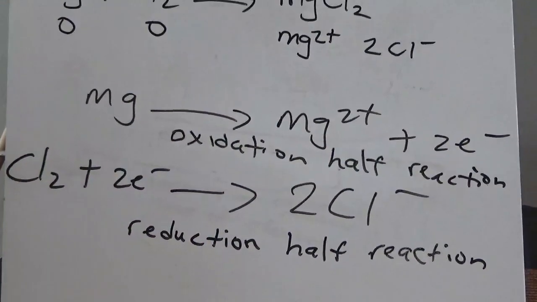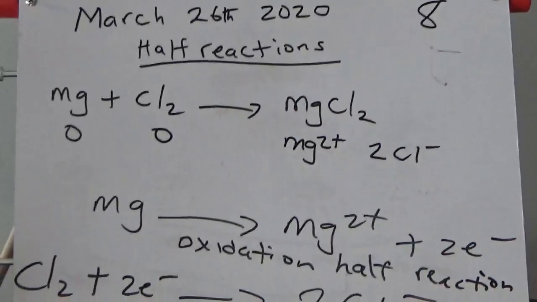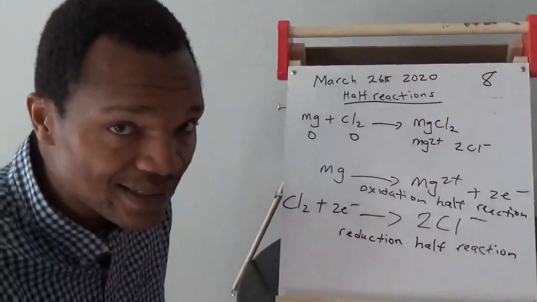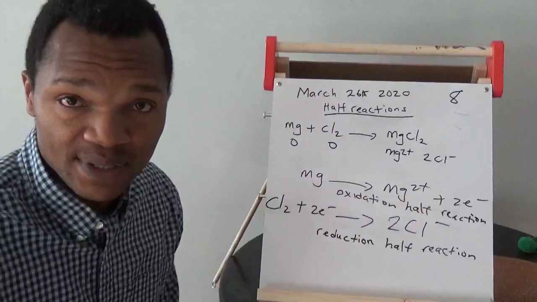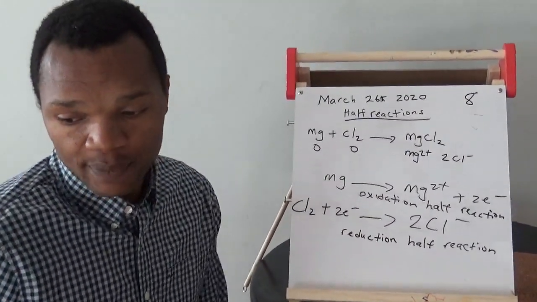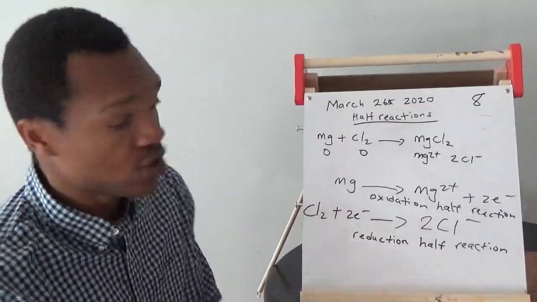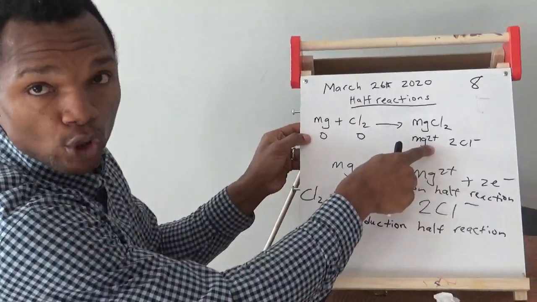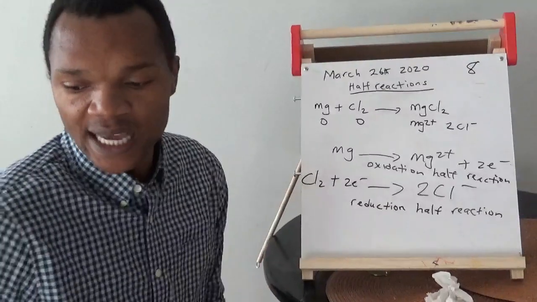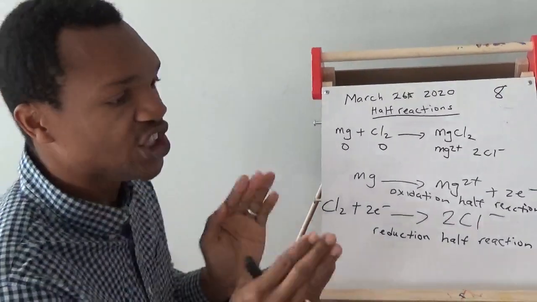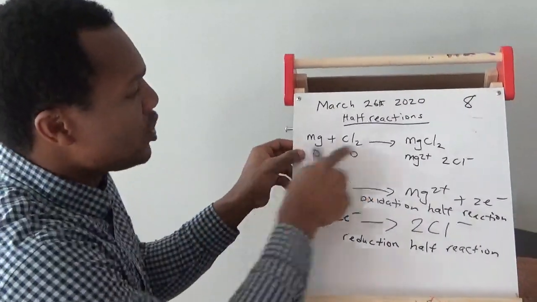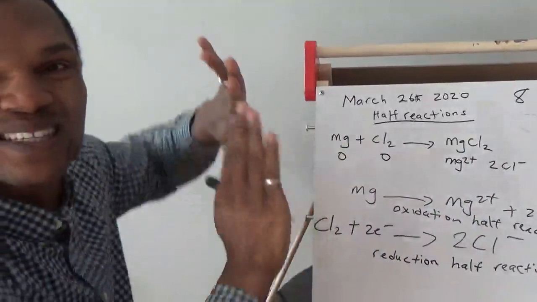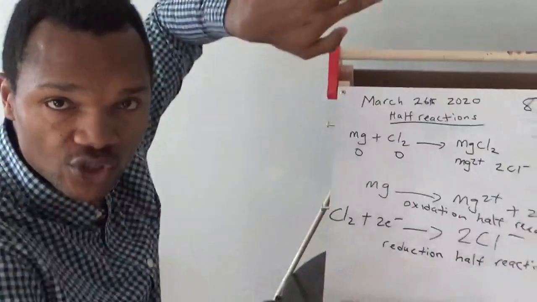Once again, you have 3 steps to follow. The first step, on slide 8 of the slides that I'm sending you, is to find the oxidation numbers of the elements. We figured out that magnesium has 0 and plus 2. Then you separate the substances that have a change in oxidation state. Magnesium has a change in oxidation state, and chlorine has a change in oxidation state, so you write them out separately. That's why you call them half reactions.